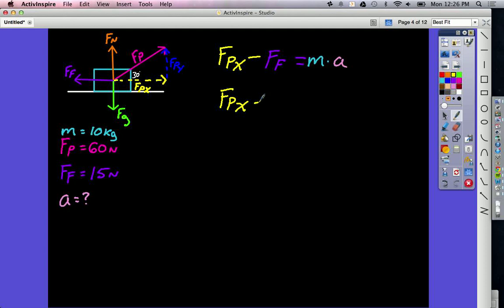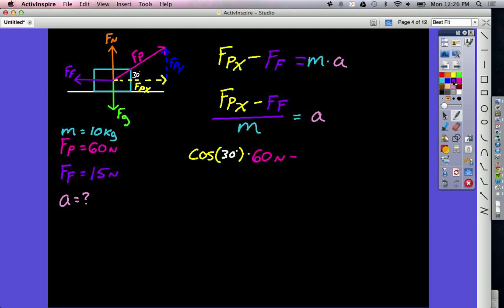So force of pull in the x minus the force of friction divided by the mass equals acceleration. Now we can plug in our numbers. Force of pull in the x is the adjacent side of this triangle, which means to find it, we use cosine of the angle itself, which is 30 degrees, times the force of pull itself, which was given at 60 newtons.